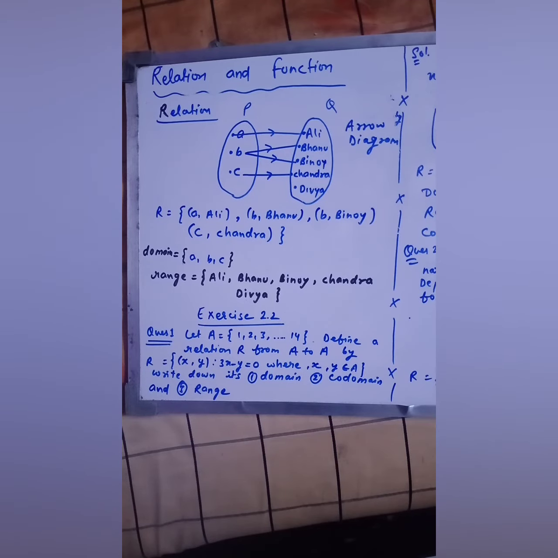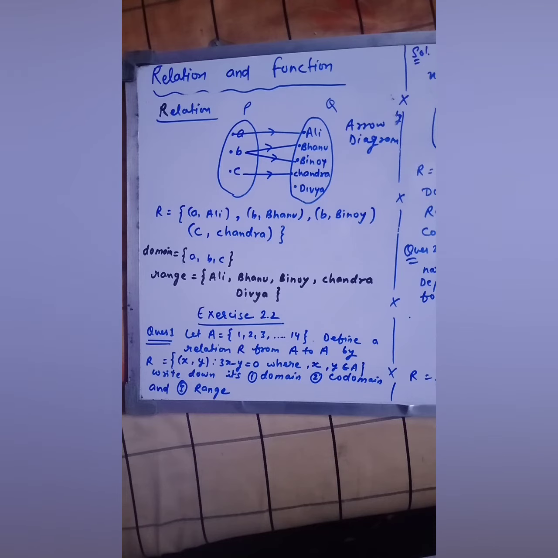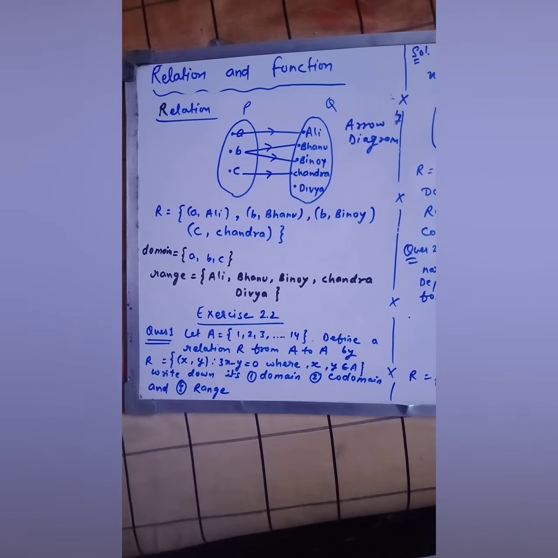Now we have to start our second exercise of this chapter, that is exercise 2.2. This exercise is based on relation. To understand this exercise we should know what relations are, what is domain, and what is range and codomain. Fine. So let's start.